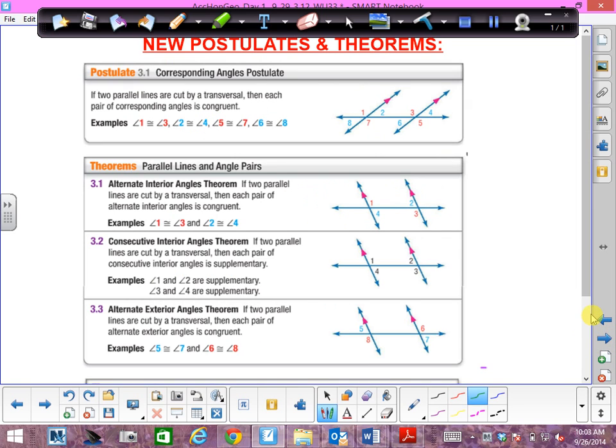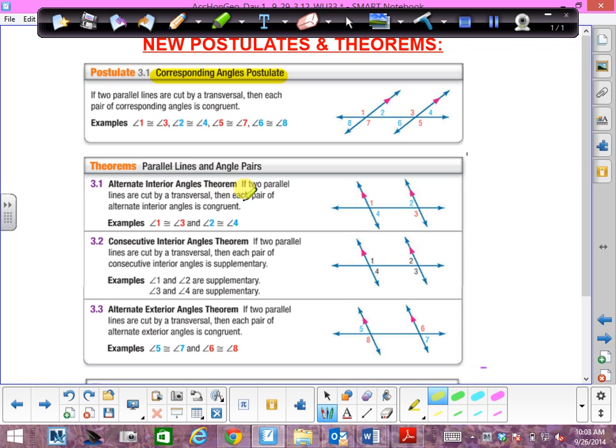So we have this corresponding angles postulate. That's what I was just talking about. We know that the corresponding angles are congruent. So we have this postulate: corresponding angles are congruent. Got to know that. Remember the difference between postulates and theorems. Postulates are accepted as true. Theorems we have to be able to prove, or they can be proven.